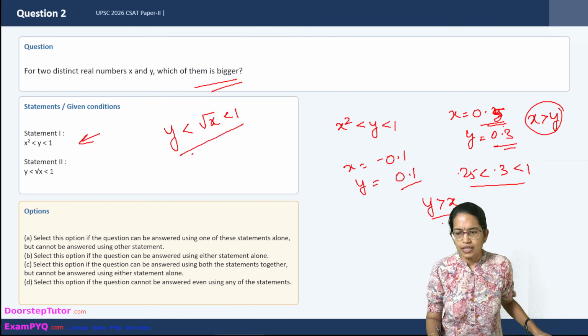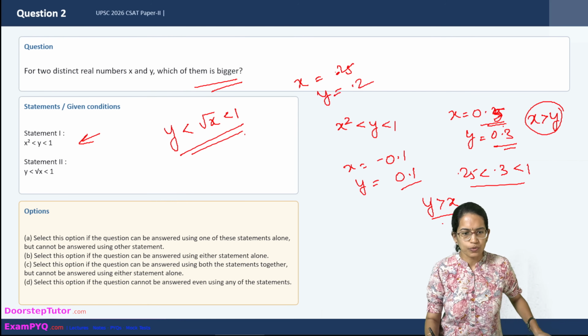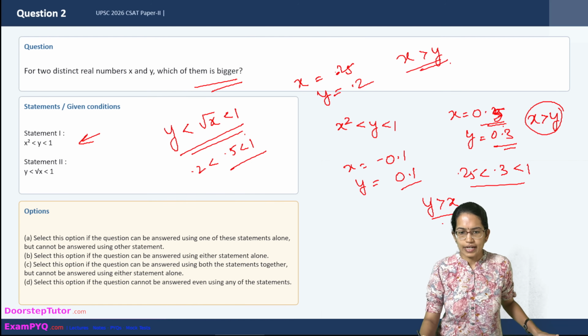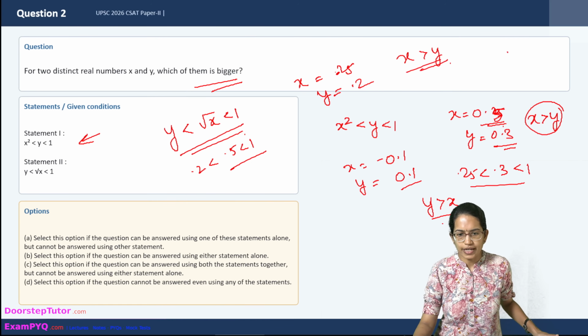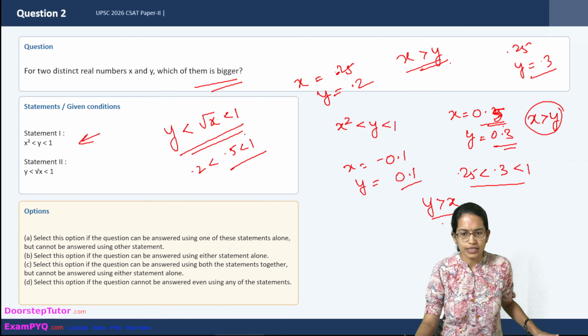Let me do it with the other statement, that is Y less than root of X less than 1. Now here again I take an example of X as 0.25, and Y as 0.2. So in this case it would be 0.5 and 0.2. So it would satisfy. But here I have X greater than Y. Now I take another case where I take the value of X as 0.25 but Y as 0.3. So the same case, but here my value of Y becomes greater than X. Again this equation is satisfied, but my Y is greater than X because Y is 0.3 and X is 0.25.